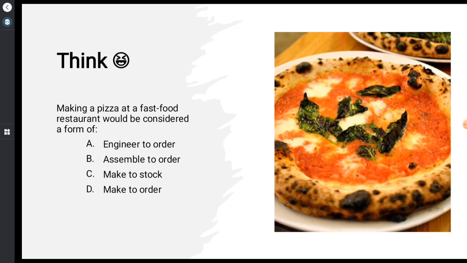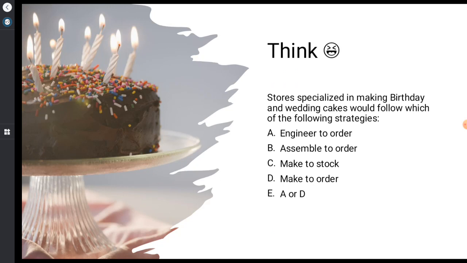Also, there is another example to test your understanding so far. Here, stores specialized in making birthday and wedding cakes would follow which of the following strategies? Engineer to order, assemble to order, make to stock, make to order, or it could be engineer to order and make to order, one of them. So also think about that, and we will have a long discussion about them in our next face-to-face class.